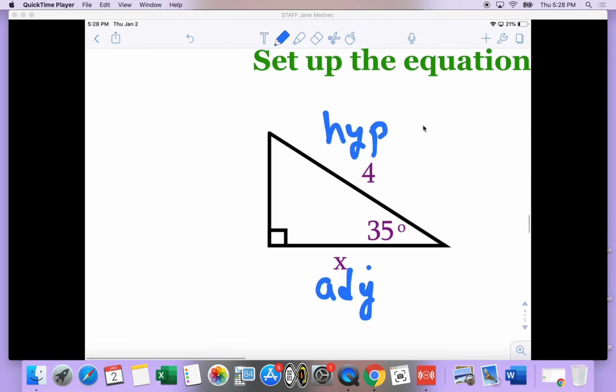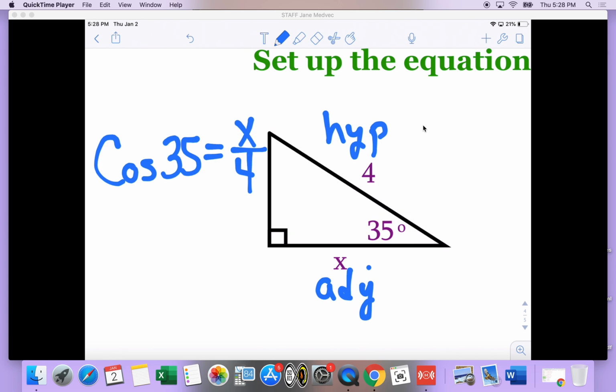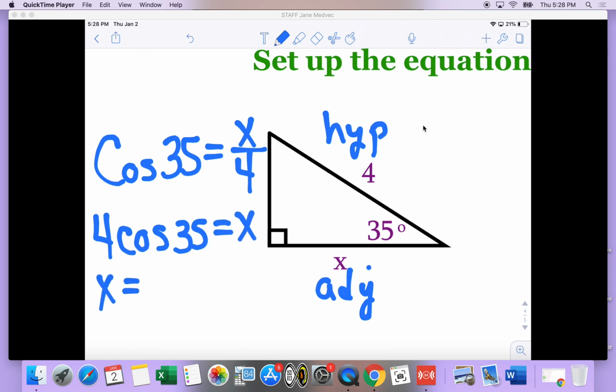So I'm going to grab the cosine. Cosine 35 equals my adjacent over hypotenuse. Multiply by 4. 4 cosine 35 equals x. X equals, so you can go ahead and plug it through your calculator, and that would be 3.3.